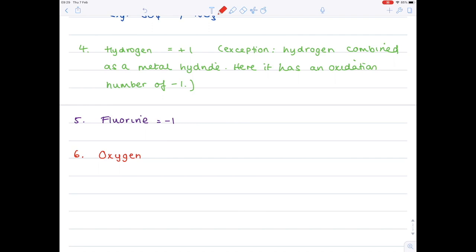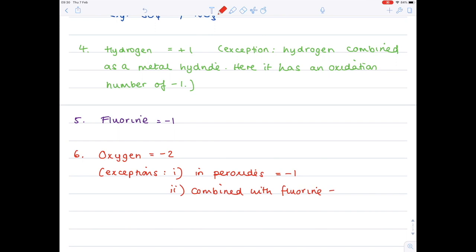Oxygen now, this is slightly more complicated. It usually has an oxidation number of -2. However, there are a few exceptions. Firstly, in peroxides it has an oxidation number of -1 instead of -2. And secondly, when it combines with fluorine, it has an oxidation number of +1. In order for this to make more sense, let's write the peroxide formula, and that's H2O2. Hydrogen will have an oxidation state of +1, and oxygen in this case, according to our exception, will be -1.